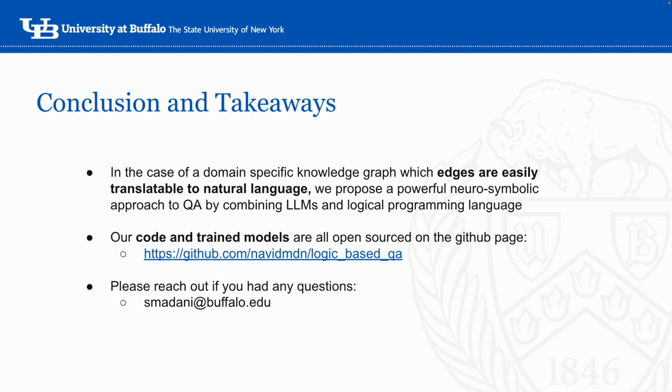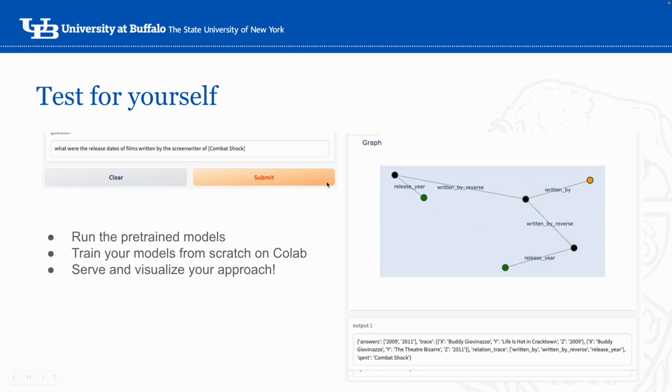Our code and all of the trained models are available and open source on GitHub, and please reach out if you have any questions. On the GitHub page, you can also find all of the pre-trained models. You can train your models from scratch on Google Colab, and you can also serve and visualize what your model does with the code that we provide.